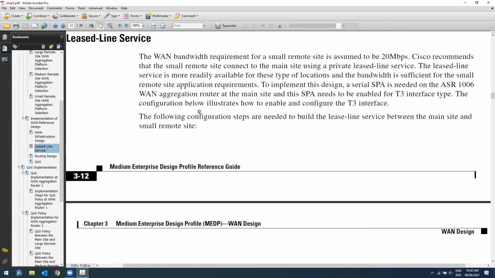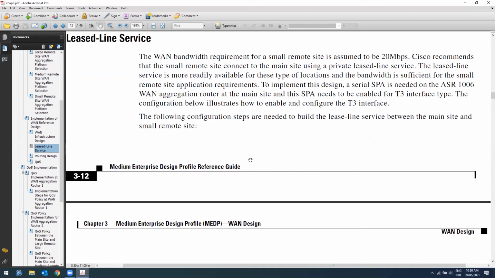Okay, lease line service. Okay, the WAN bandwidth requirement for a small remote site is assumed to be 20 Mbps. Okay, Cisco recommends that the small remote site connect to the main site using a private lease line service. The lease line service is more readily available for these types of locations, and the bandwidth is sufficient for the small remote site application requirements.